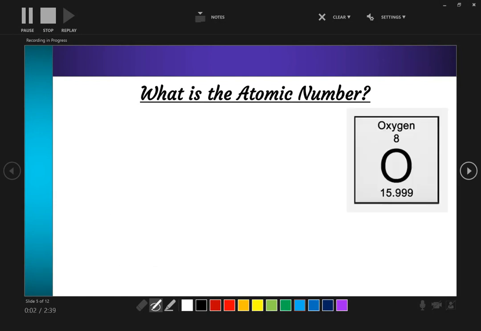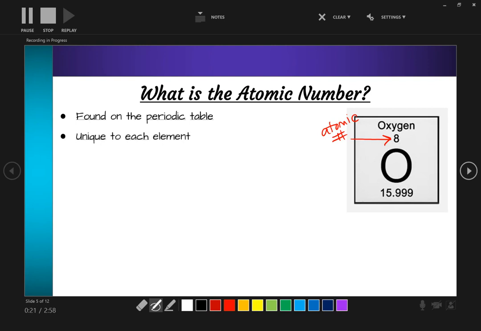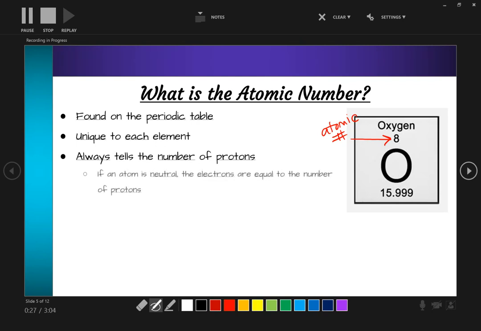What is the atomic number? The atomic number is found on the periodic table. It is found on the periodic table above the symbol. So this number right here is where your atomic number is located. It is unique to each element. No atomic number is duplicated. It always tells you the number of protons. If an atom is neutral, the electrons are also equal to the number of protons.